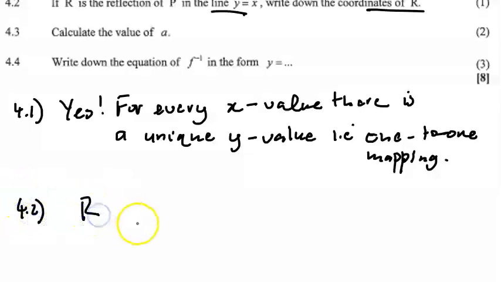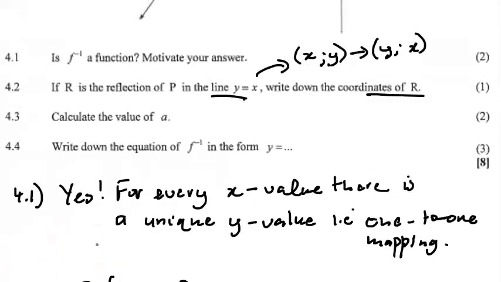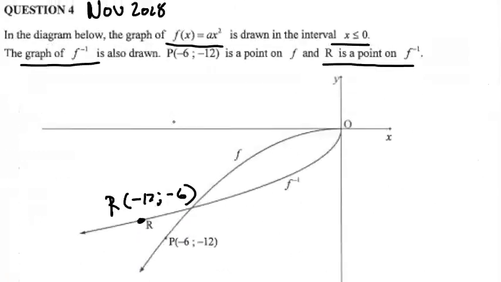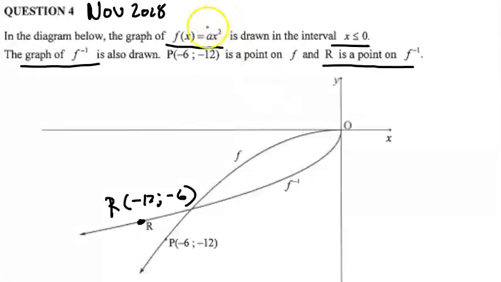Say r is negative 12 and negative 6. 4.3, calculate the value of a. So let's look at that. Calculate the value of a. So f of x equals ax squared.